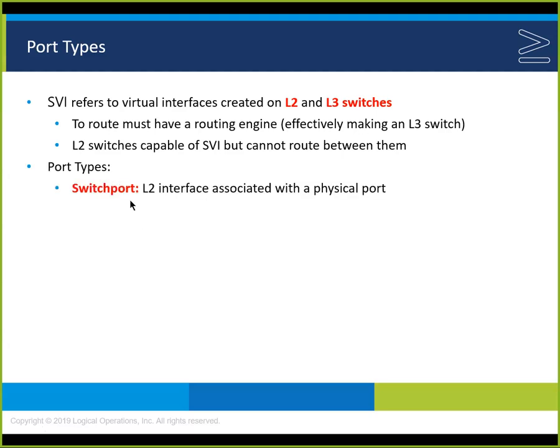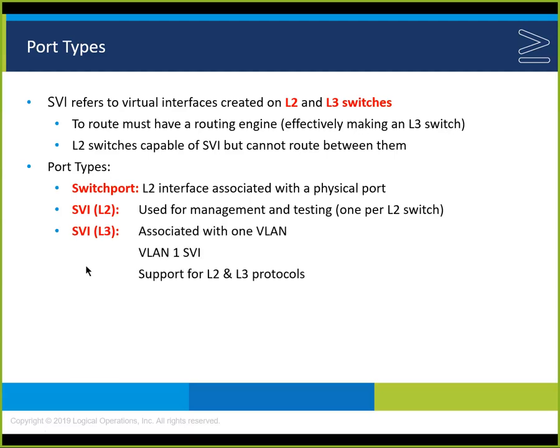We have the port types here. A layer 2 interface is associated with a physical port, a switch port. Switch virtual interface used for management. Switch virtual interface, and we can create other ones on the layer 2 switch if we want to do that. The layer 3 is associated with a VLAN. The VLAN 1 switch virtual interface, and then on the layer 3 we have support for layer 2 and layer 3 protocols on it. That's why when I connected it earlier with those, I had to tell it what the encapsulation was with the layer 3 switch.